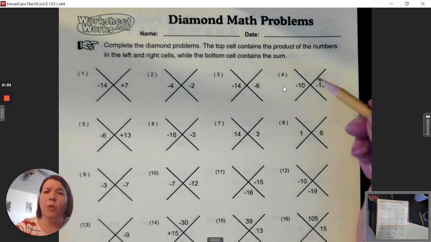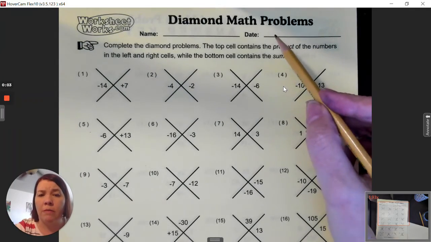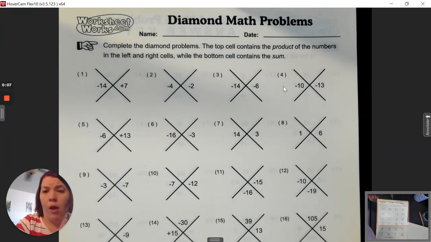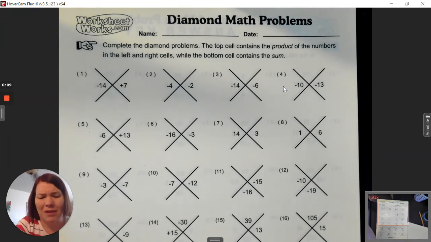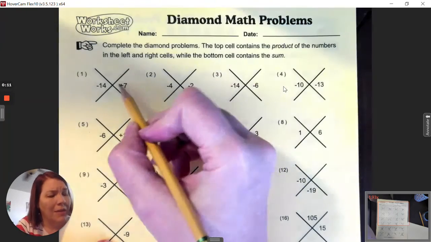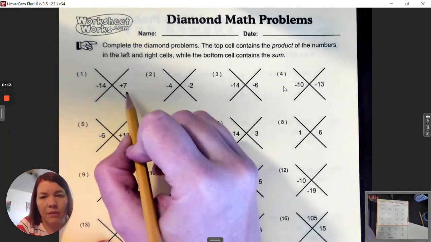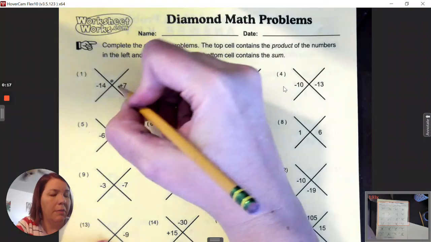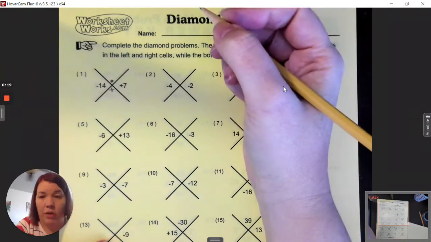So I just wanted to do a quick tutorial of how to do diamond problems. We've been doing these all year, but we probably don't remember. It's kind of tricky, a little bit weird. But the idea is that the number on the left and the number on the right multiply to create a number that goes on top and add together to create a number that goes on the bottom.